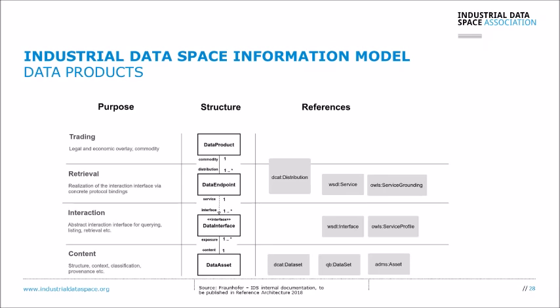We describe the data endpoint for the retrieval of the data. This means the interaction interfaces of concrete protocol bindings. We provide an interaction with the data interface, the interactive interface for querying, listing, retrieval, and things like this. And we describe the content, the data asset itself, with its structure, its context, classification, provenance, and things like this. This is what you need to see if this data is interesting for you, or if it's not interesting for you. Does the data have the right quality that you need for your system?